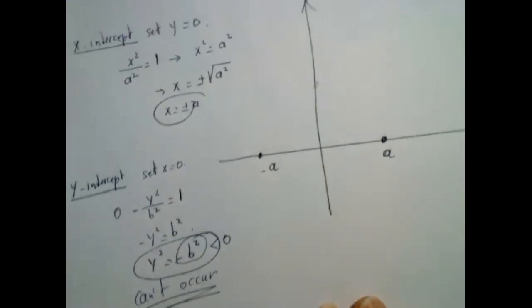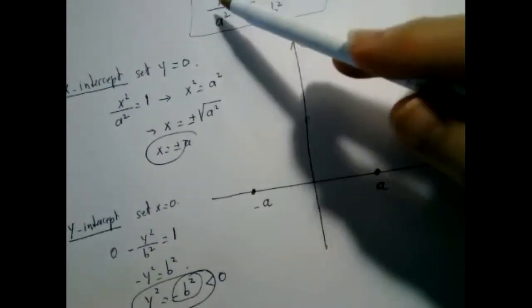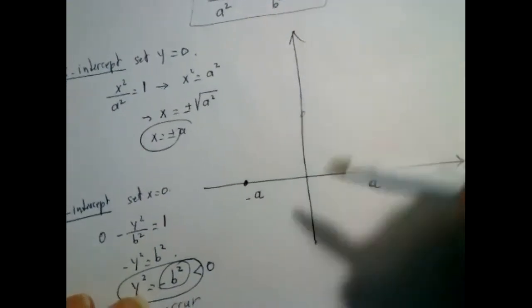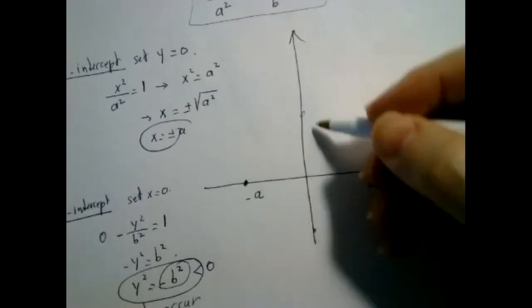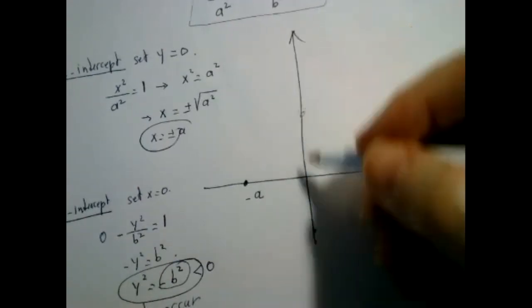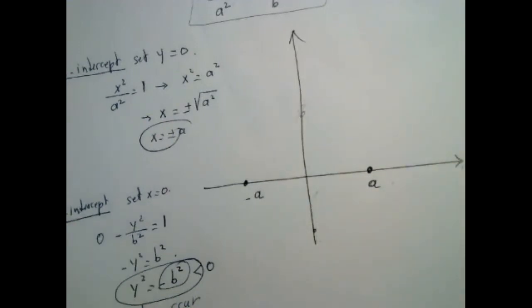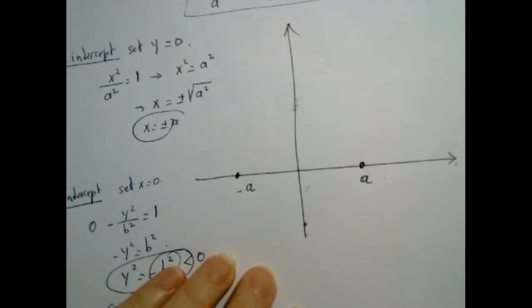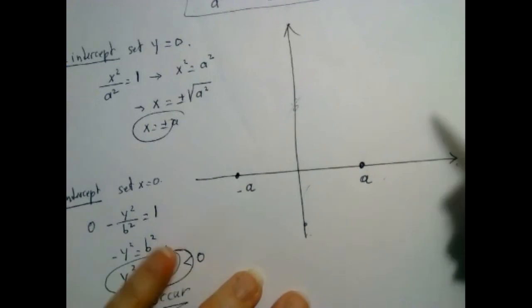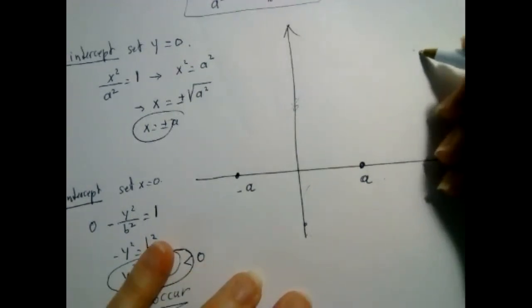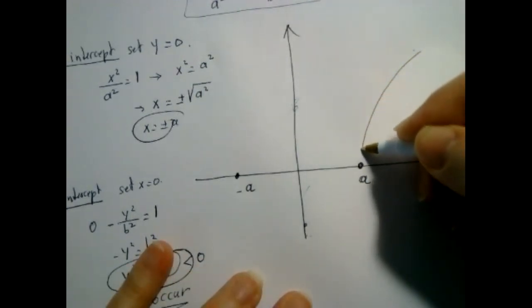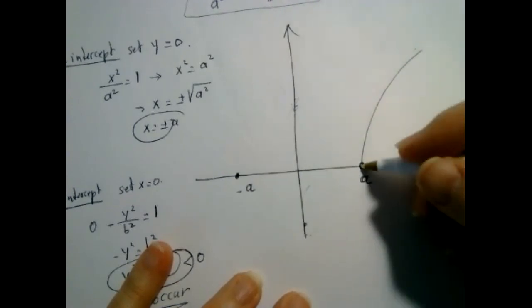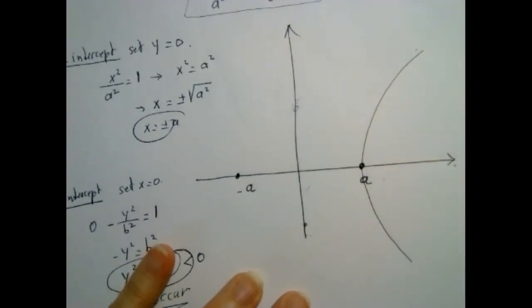It means, for us, if I sketch all the points that satisfy an equation like this, there is no y-intercept. The graph will never intersect the y-axis. So how is the graph going to look? The graph is going to look like two pieces. One piece like that, and it's going to have another piece.